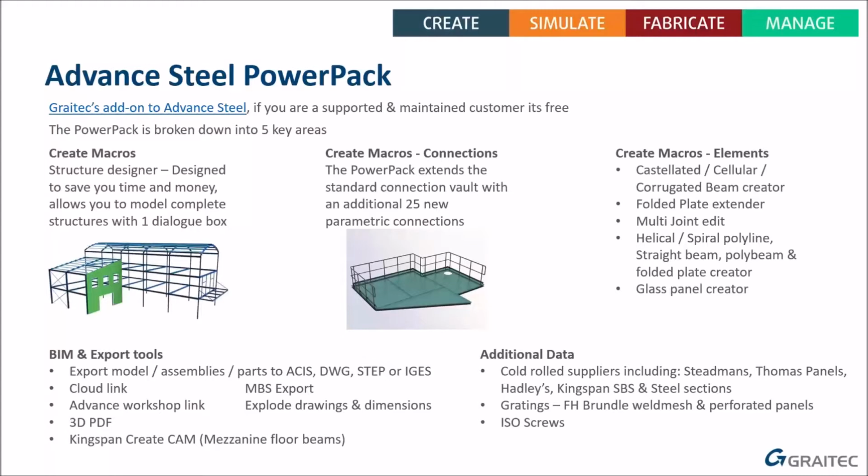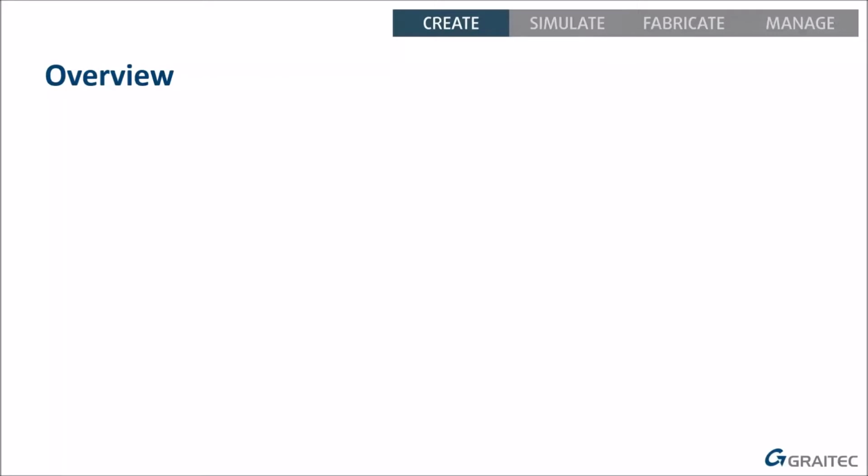And then finally, there's data that people aren't aware of. We have updated and added some cold roll suppliers. We've added things like FH Brundle Weld mesh. We've added new bolts in there. I haven't even touched on the stairs and railings tools that come with the Power Pack Professional. But we don't have a huge amount of time today.